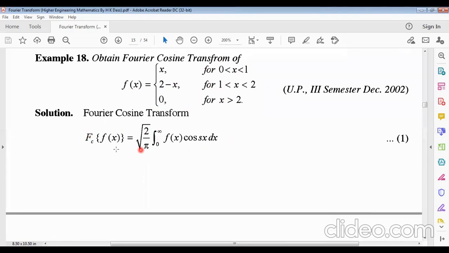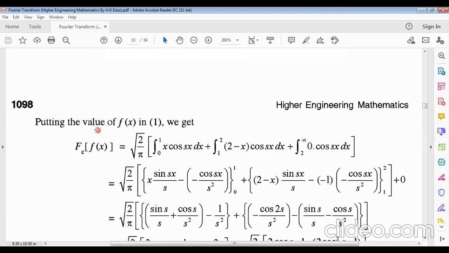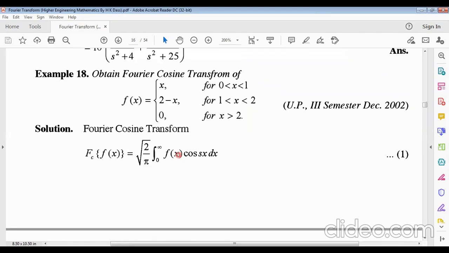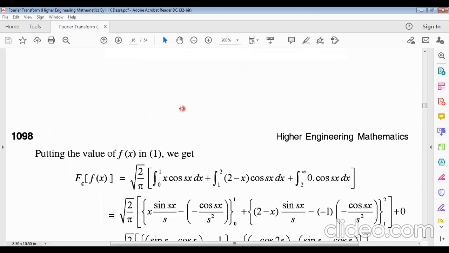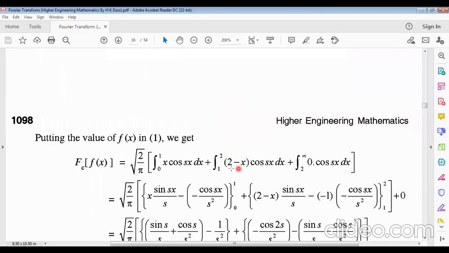Now just using this formula, the Fourier cosine transform of f of x comes from formula number 3. Now putting the values of f of x in equation number 1, the Fourier cosine transform of f of x will be root over 2 by pi. First of all, the first limit is 0 to 1, and the f of x value will be x. So 0 to 1, x cos sx. Second integration: the integral limit will be 1 to 2, and f of x will be 2 minus x, so (2 minus x) cos sx dx.